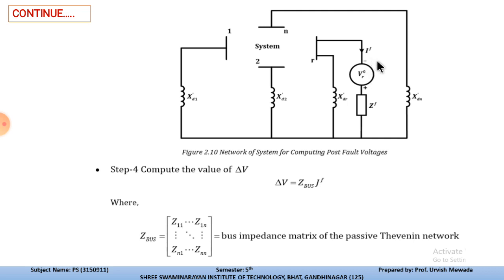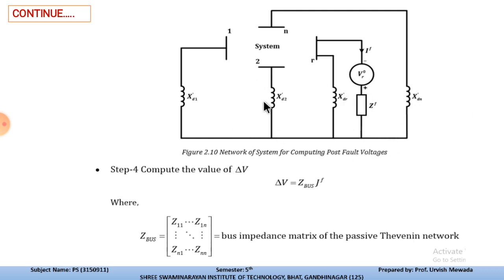And the fault current which flows through this bus, through the common part of these generators, is If. This is the fault current, and this is the fault impedance of this particular line. And then the reactance of the nth bus is Xdn dash. Now this is the algorithm which we are going to use to determine the post-fault voltage.